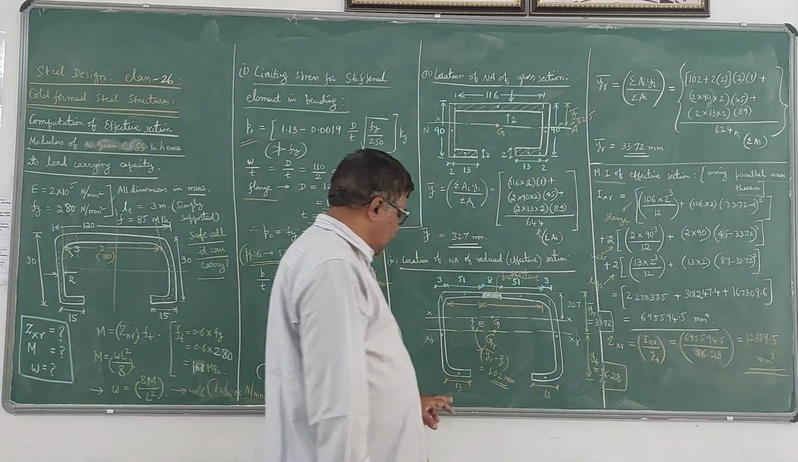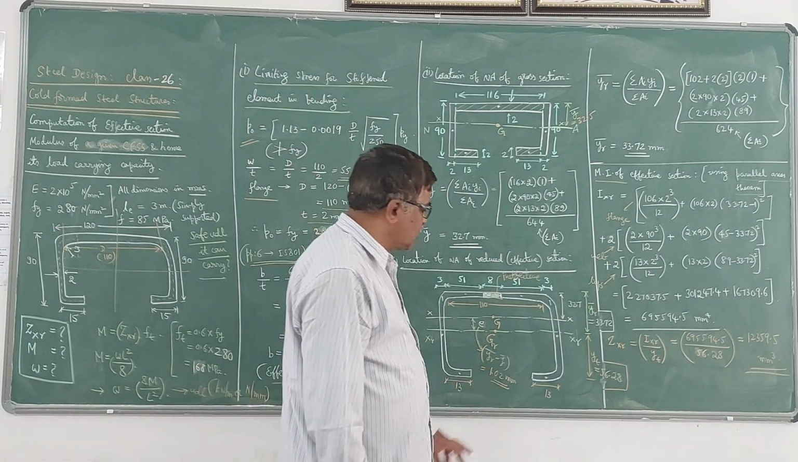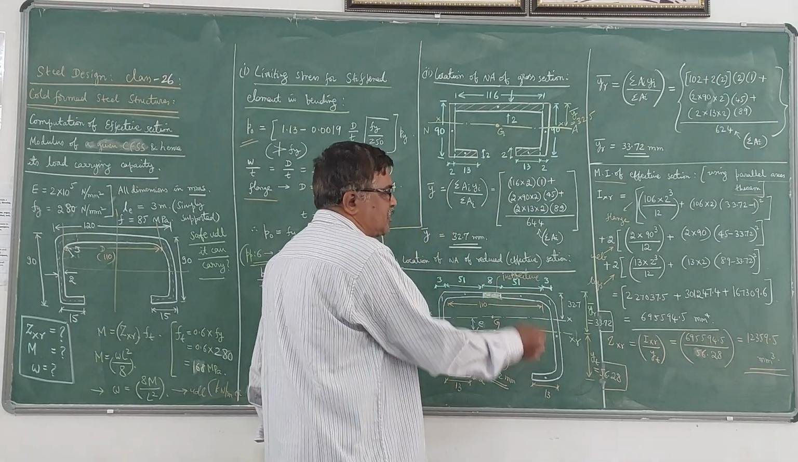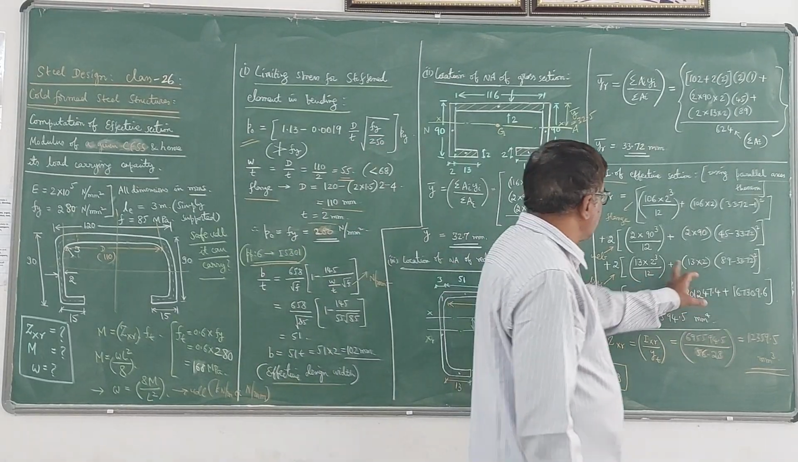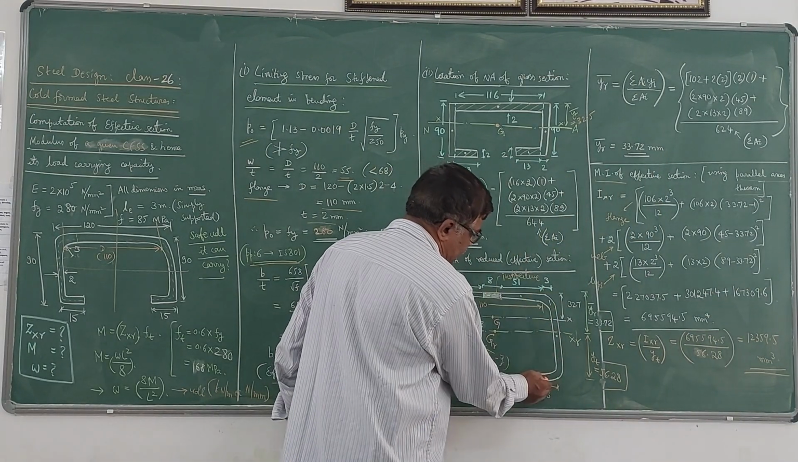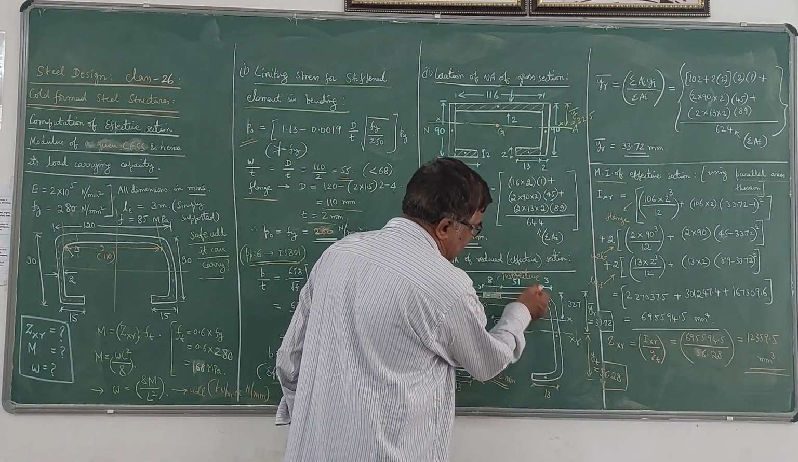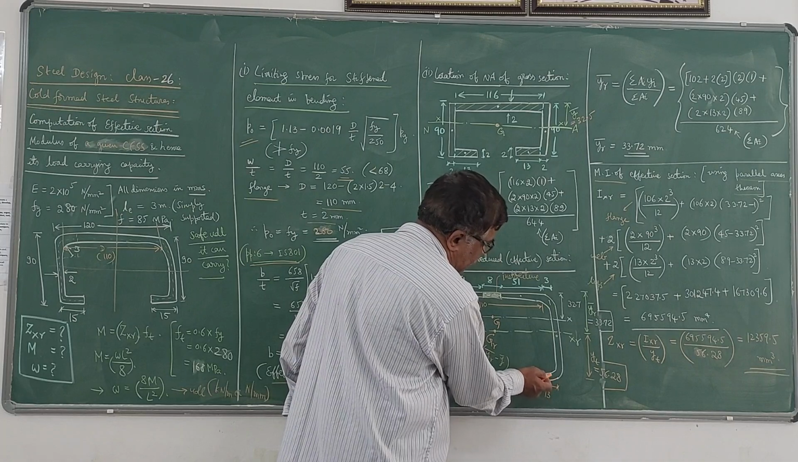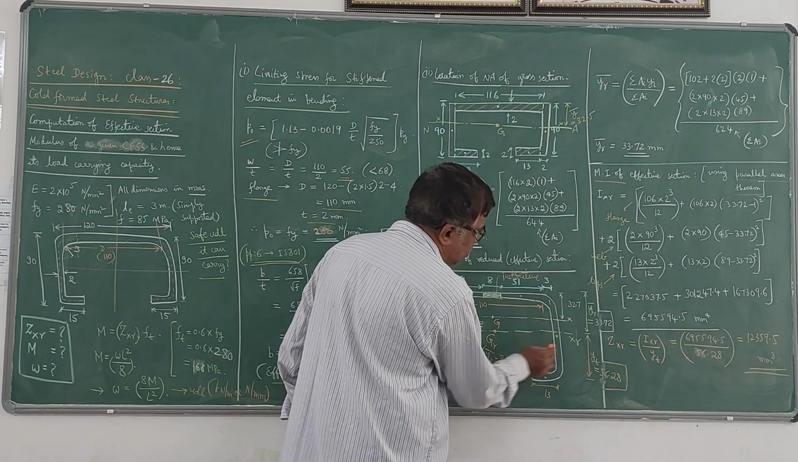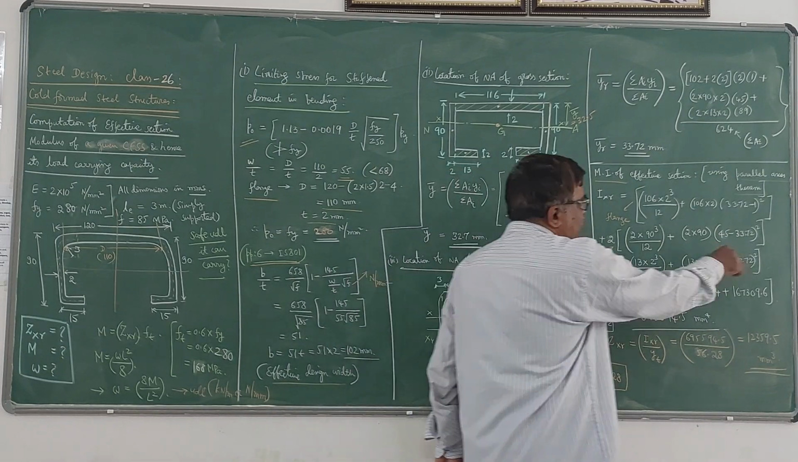2 into BD cube by 12, 13 into 2 cube by 12, because the thickness of all the elements is 2 only, plus area 13 into 2 into this total distance. From here to here is 89, total is 90, 90 minus 1, so it becomes 89, and from here to here it is 89 minus 33.72, square of it.